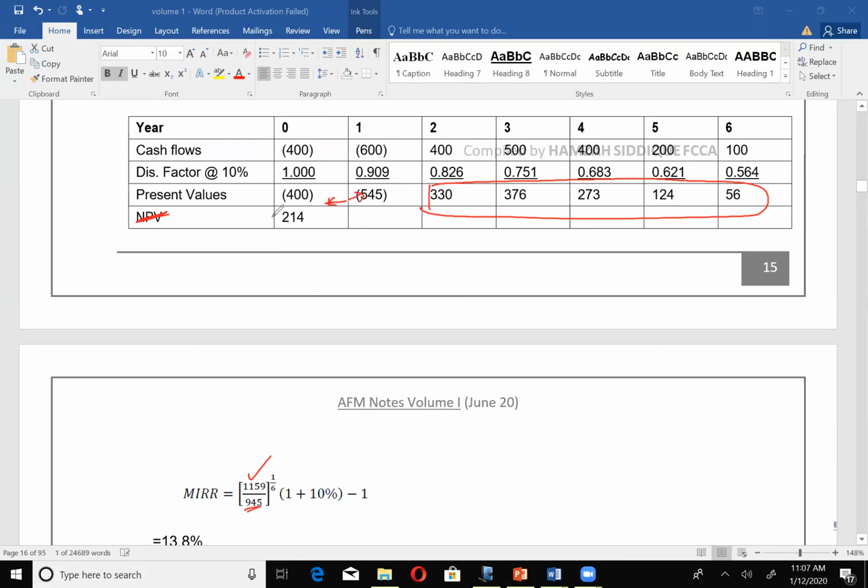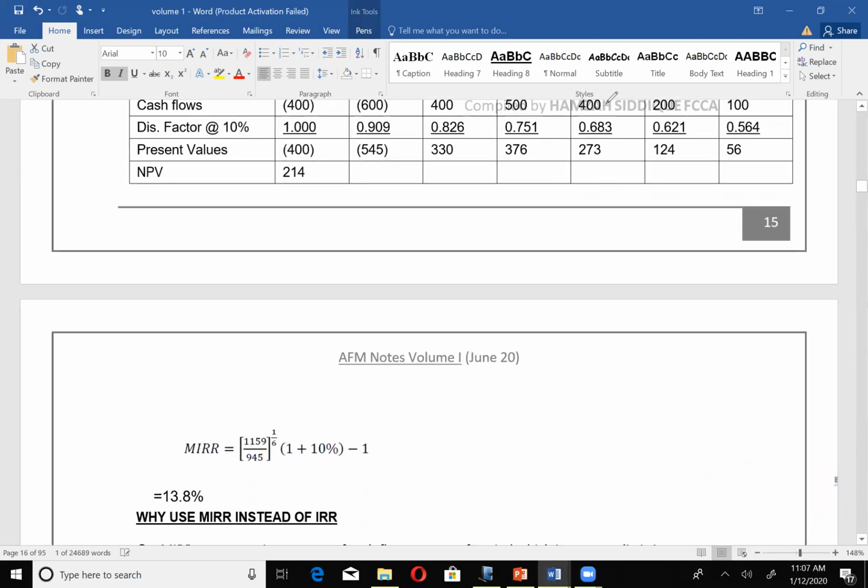We need not calculate NPV. It should be the present value only of the return phase and the investment phase, into 1 plus 0.1, minus 1. So the answer is 1.3 raised to power 1 over 6. N is the number of years, 6. 13.8%.